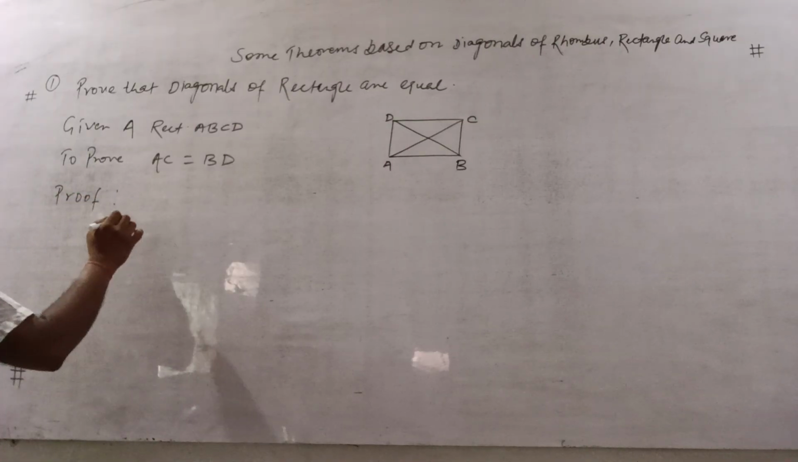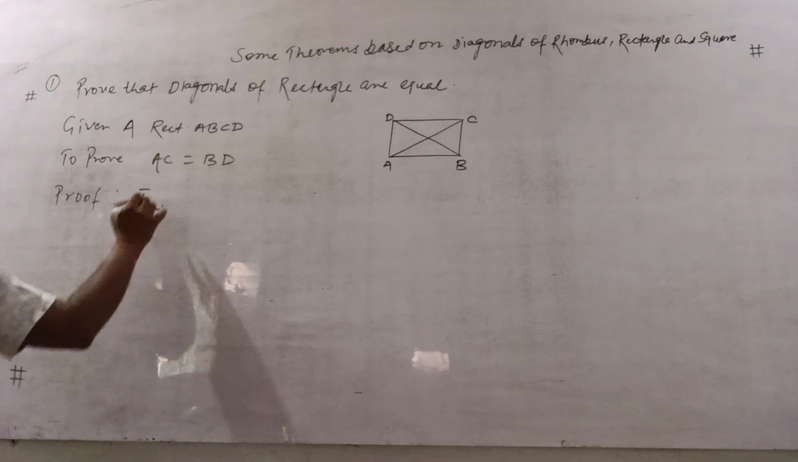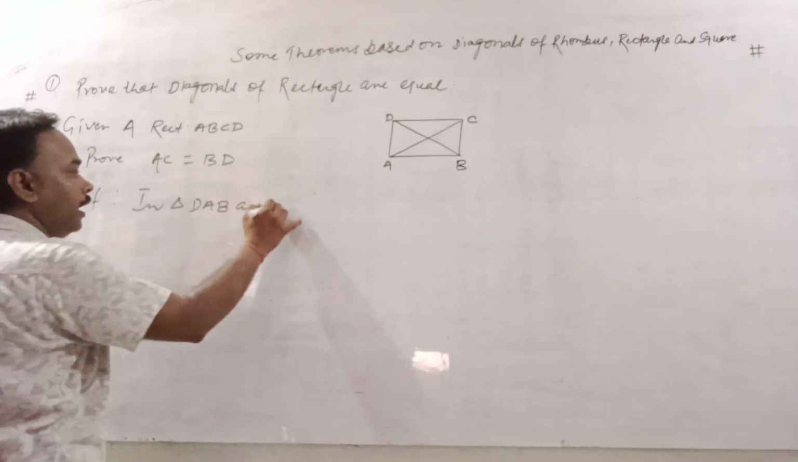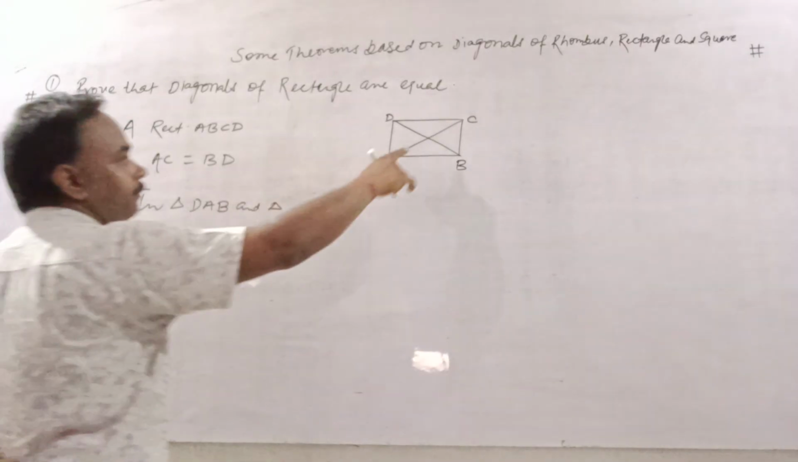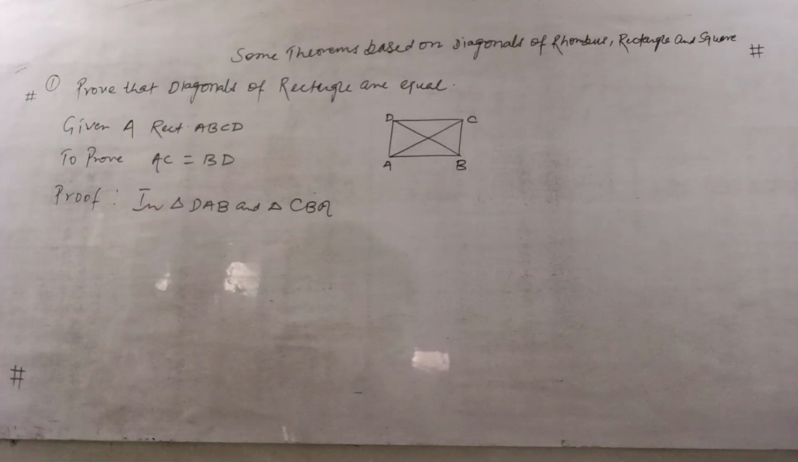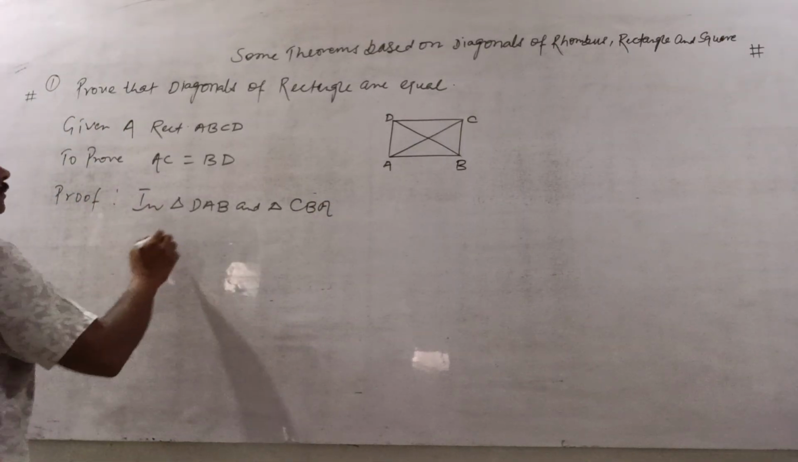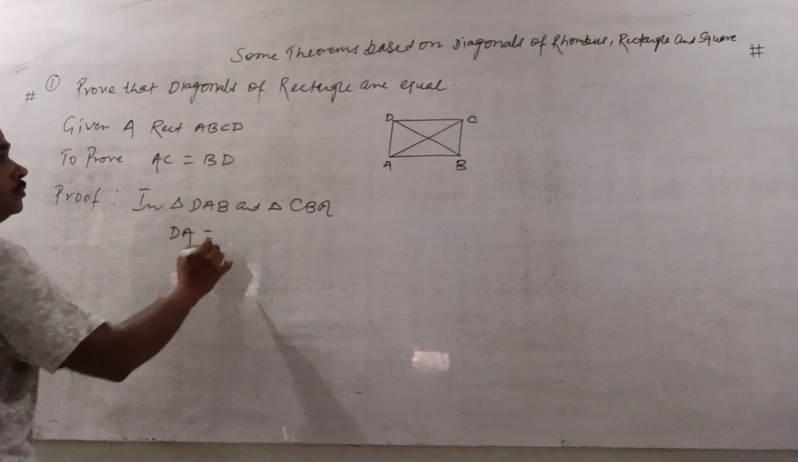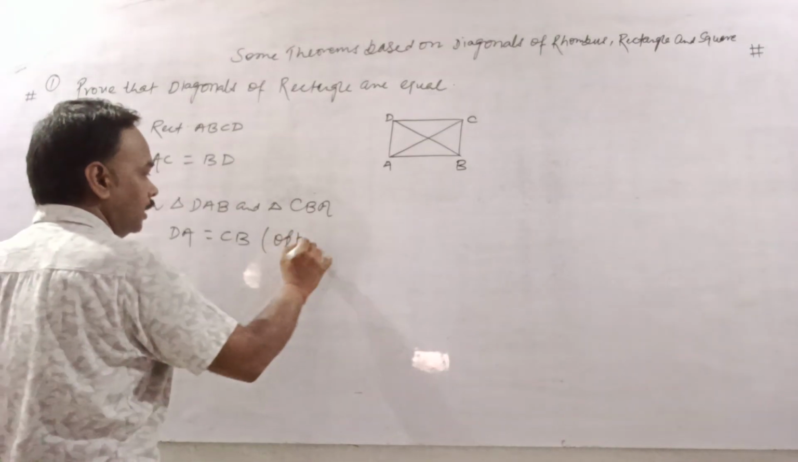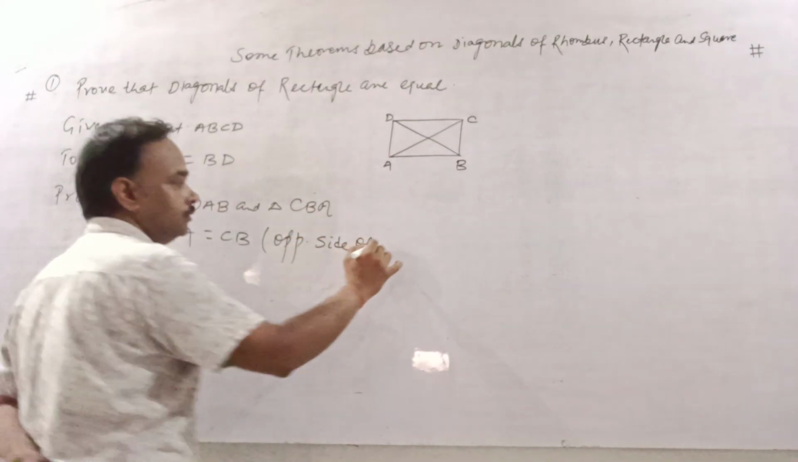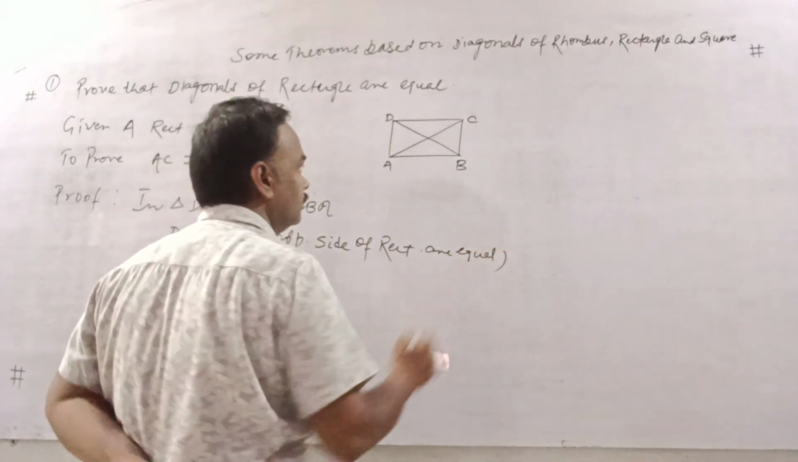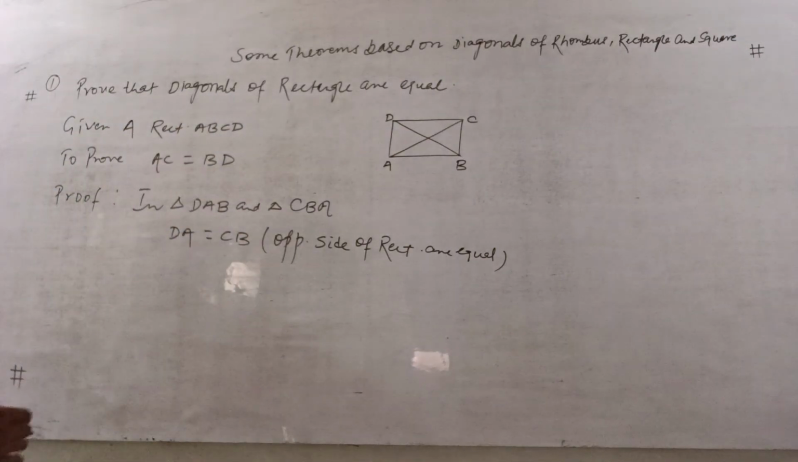Prove: in triangle DAB and triangle CBA, DA is equal to CB. Opposite sides of a rectangle are equal. Clear?